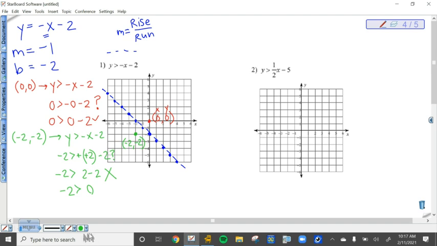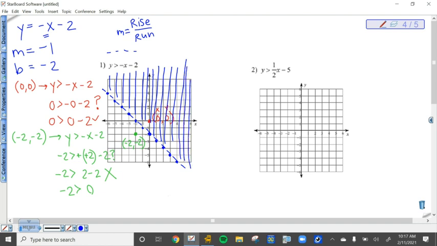So what I do to show that is I shade in this whole top half. You can color it in if you want. I usually just use these. I just draw lines like this. Okay. Does that make sense?